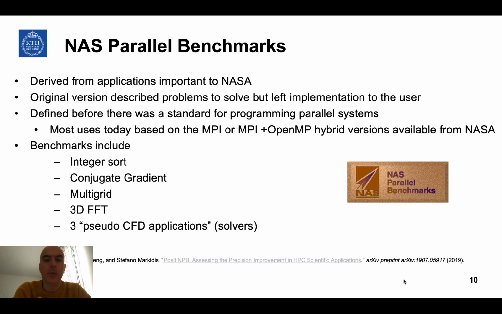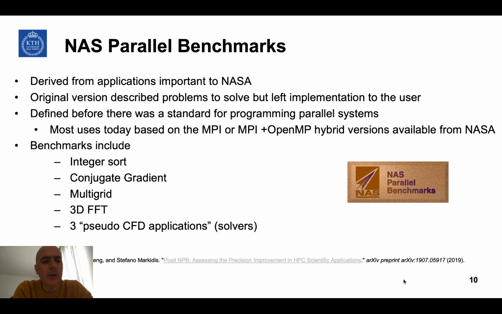So we have our problem, we go to spectral space using FFT, and then we solve the problem in the spectral space, and we go back to real space using 3D FFT. So it's much more than just solving the 3D FFT. It's actually an application using 3D FFT. Together with these kernels, we also have 3 pseudo CFD applications that are mimicking large computational fluid dynamics applications.